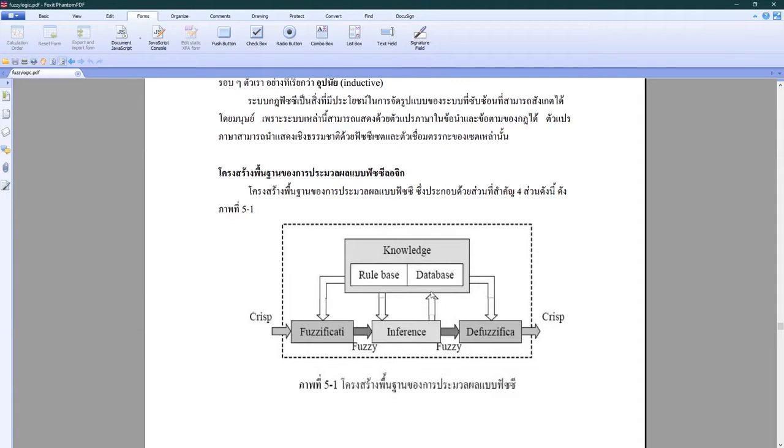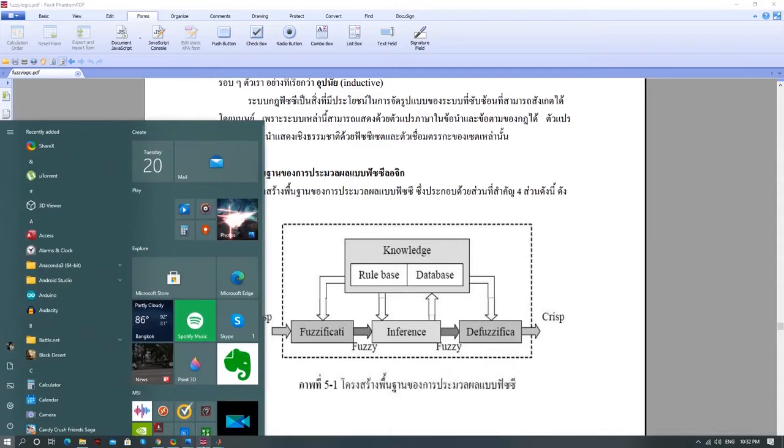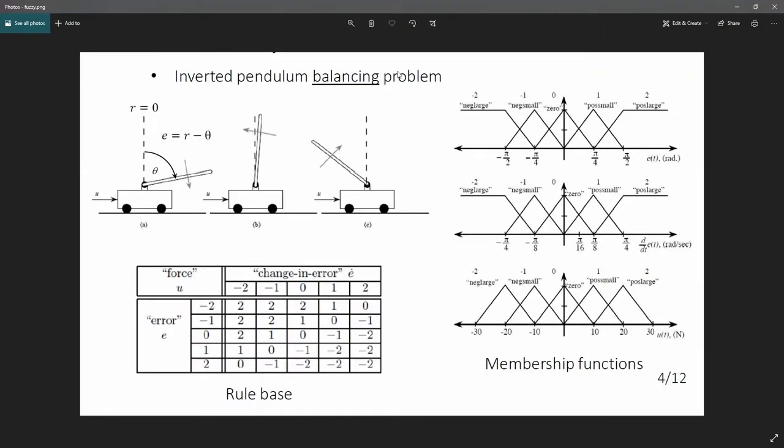Okay, so in this class I will pick an example of system control with fuzzy logic, where fuzzy logic is used instead of PID control. Okay, let's have a look. This is the example. It is an inverted pendulum. Inverted pendulum.